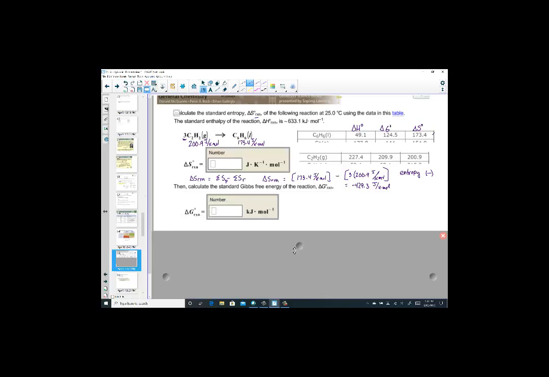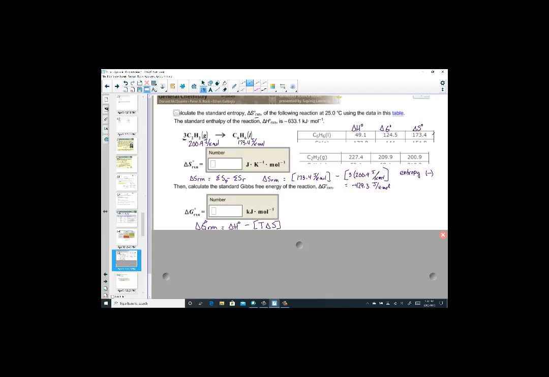Now let's calculate the standard Gibbs free energy of the reaction. And in order to do that, the Gibbs free energy, remember our formula? We just wrote it out. The delta G for this reaction is equal to the delta H, and these are standard state conditions, minus the product of T delta S.